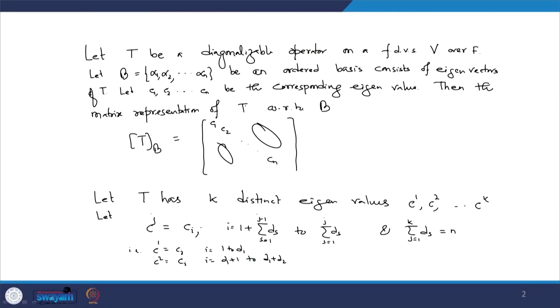and let B equal to alpha 1, alpha 2, up to alpha n be an ordered basis consisting of eigenvectors of T, and say C1, C2, up to Cn be the corresponding eigenvalues. Then the matrix representation of T with respect to B is a diagonal matrix whose diagonal entries are C1, C2, up to Cn. All other entries are 0.